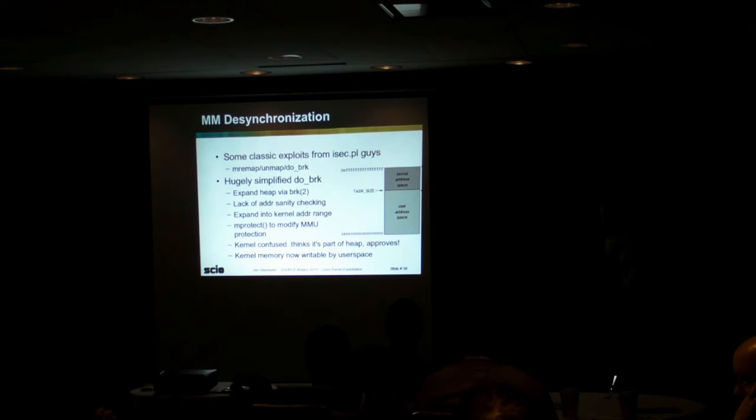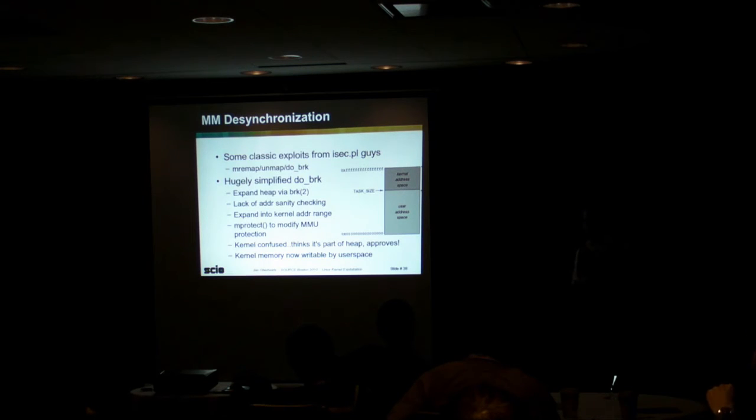So there's some really awesome exploits from the guys at isec.pl. These were old, but they're still incredibly awesome. I think they're from 2003. mremap. There's a mremap unmap one, and there was a do_brk, which if you look at a very simple explanation of this, we have our user space, which is our virtual address space, which is shared both by the user space and the kernel space.